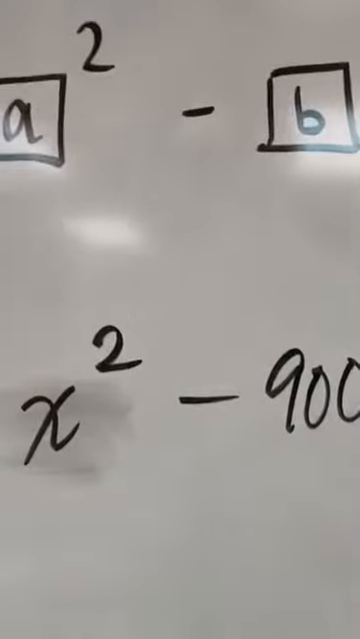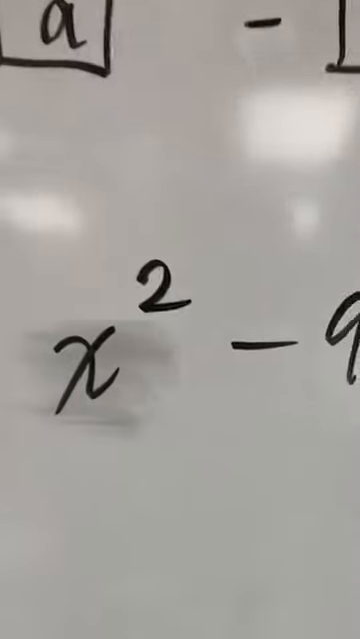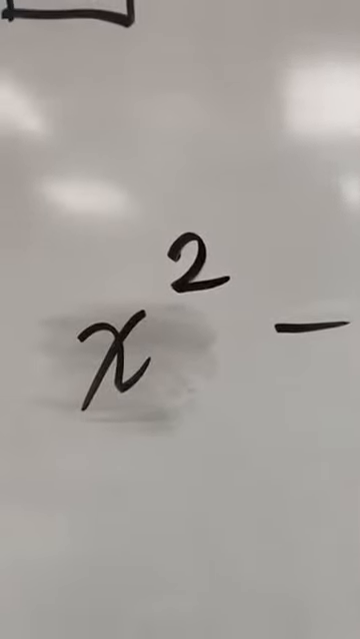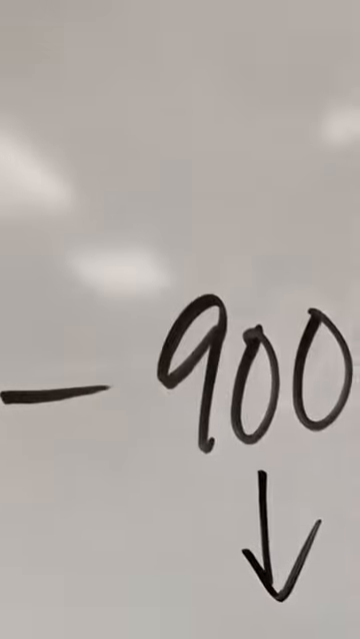Second working example, and I'm keeping these as basic as possible. Later on in the week, we're going to start connecting this to greatest common factors and some other stuff. But I just want to make sure we understand the basis of what's going on here. So I have an x to the second power minus 900. Once again, that 900 needs to be written as a 30 to the second power.